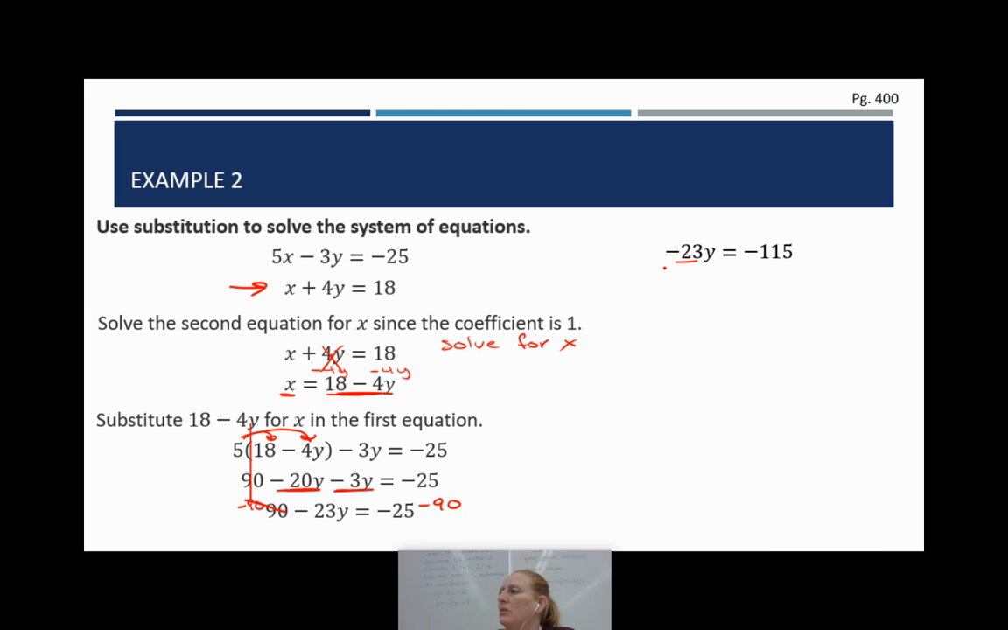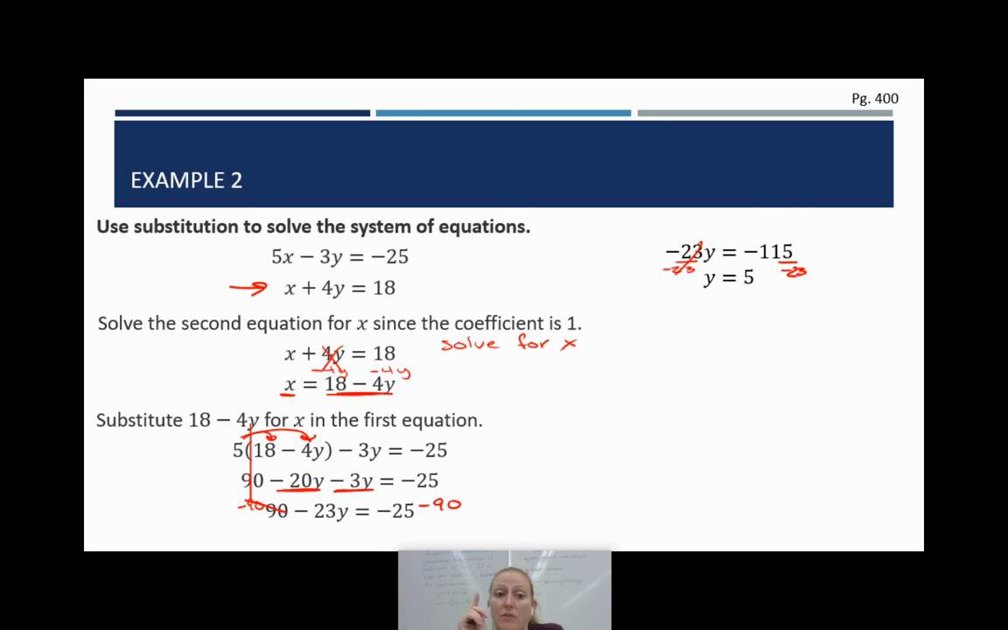And to get our y alone, I'm going to subtract negative 23 on both sides. Not subtract, sorry, divide. I'm going to divide negative 23 on both sides. And this is why I have a calculator. So these cancel out. Negative divided by negative is a positive. 115 divided by 23 is 5.